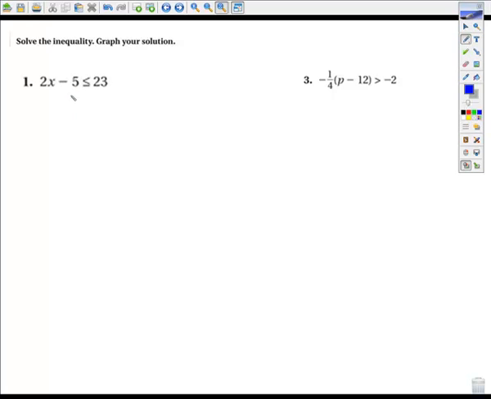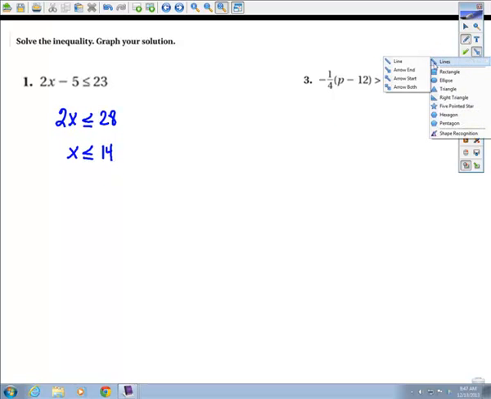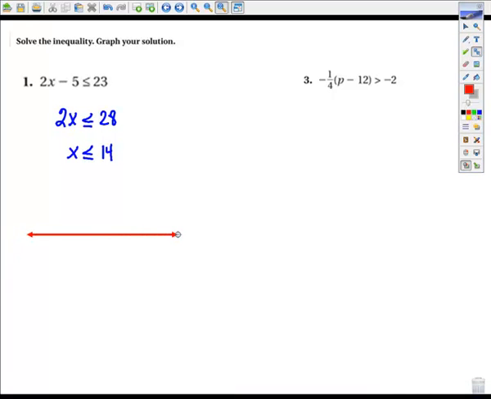This one is a two-step, so we would add the 5 to both sides. 2x is then less than or equal to 28. If I divide by 2, x is less than or equal to 14. So when I go to graph this one, I'll go ahead and put on 13, 14, and 15. It's less than or equal to, so now I'm going to use a closed circle, and I would draw it to the left again because it's less than or equal to.